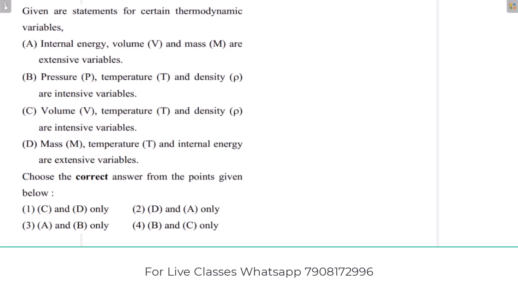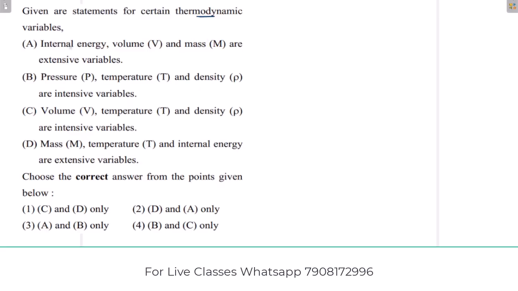Given are statements for certain thermodynamic variables. A. Internal energy, volume and mass are extensive variables. So first we have to know the extensive variables. What are extensive variables? Extensive variables are those which depend on the mass, volume, size of the body.